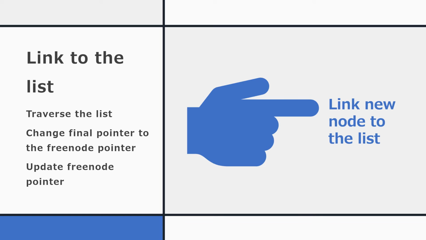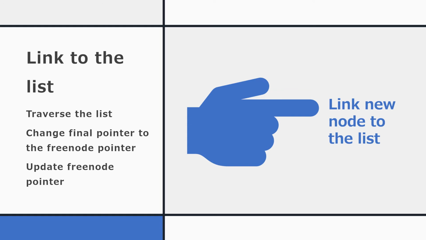Now I'm going to traverse to the end of the list and change the final pointer in my list so it points to this new node that I have added. And remember, at the very end I have to update the free node pointer because I need to point to a new empty data location. So this is a bit of extra work, and I'm going to show you the answer to it in a minute. You can try it without looking at my answer, or you can copy my code.